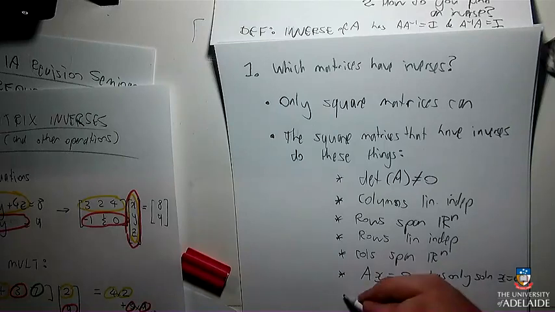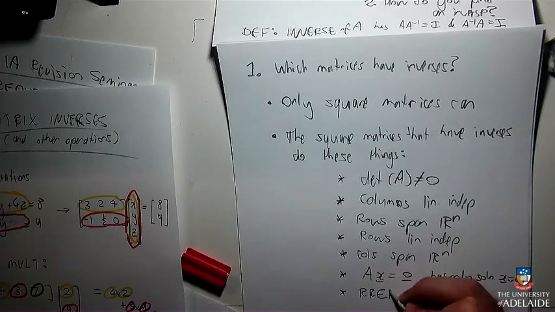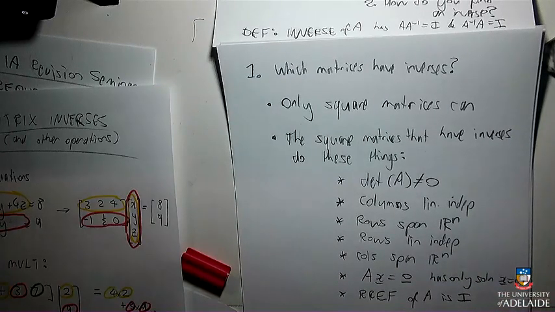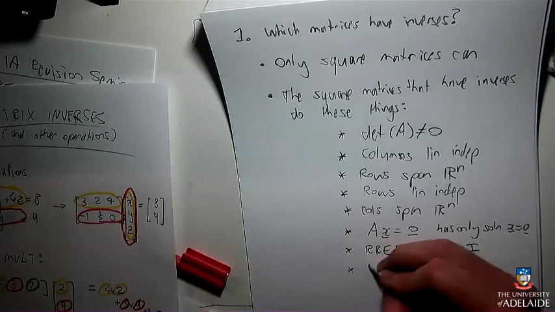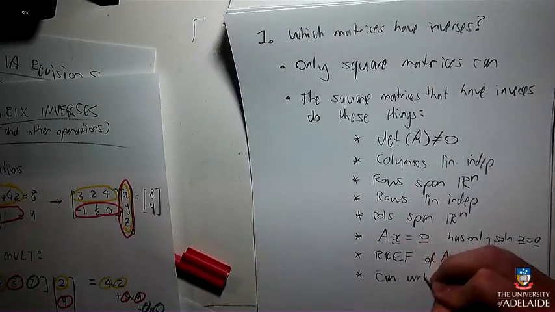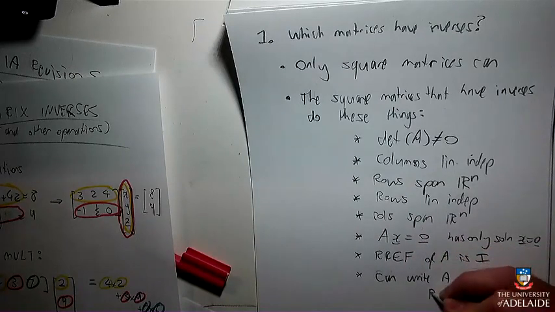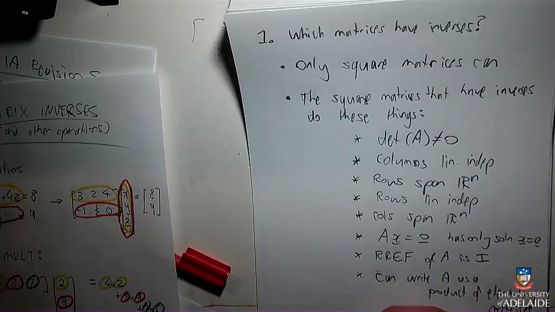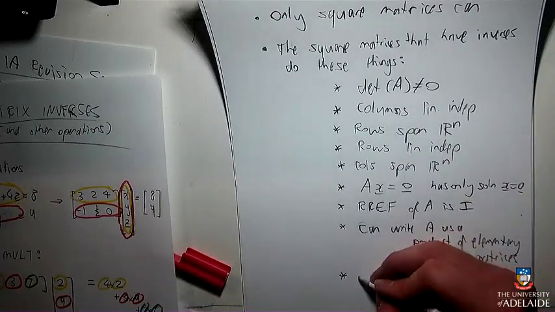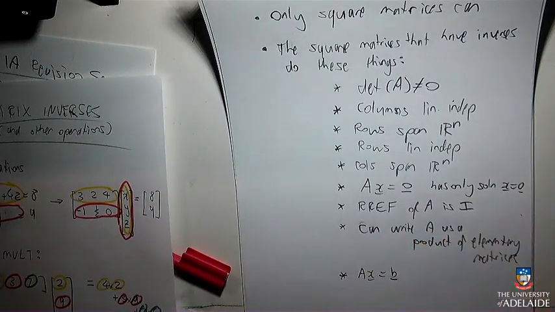Oh, right, yes, you know. All right, the reduced row echelon form is I. Oh, yeah, love it. You can write A as a product, and I should just be comprehensive so that I can match the whole list. There is one more, which says that Ax equals b has a solution for every b.